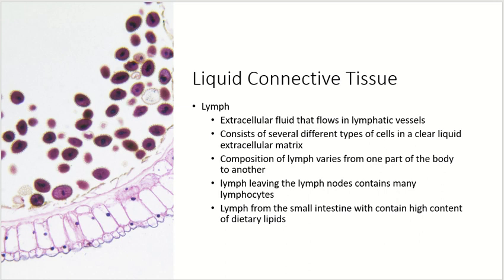So lymph that's leaving the lymph nodes is going to contain various lymphocytes, whereas lymph that's leaving the small intestines is going to be sort of white in color. This is going to be due to its high dietary lipid content. So this is where we're going to do a lot of absorption of lipids and fats through the intestines.